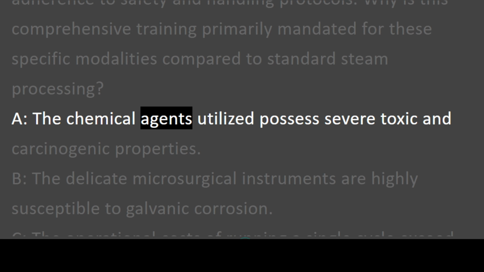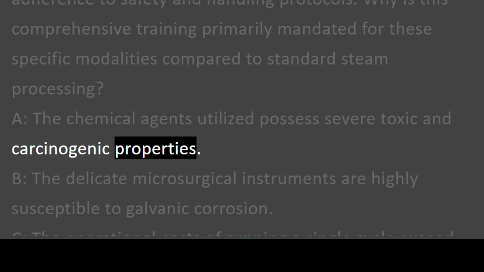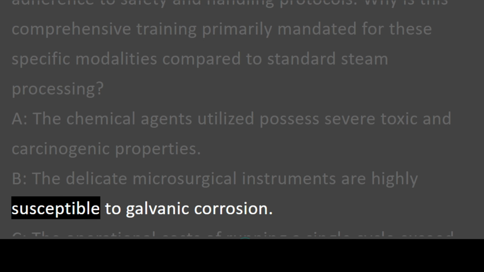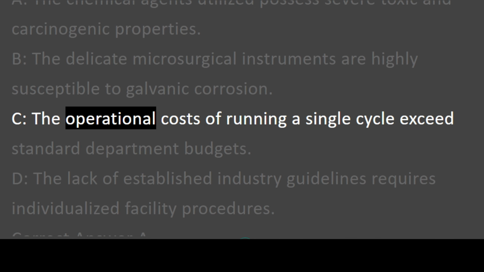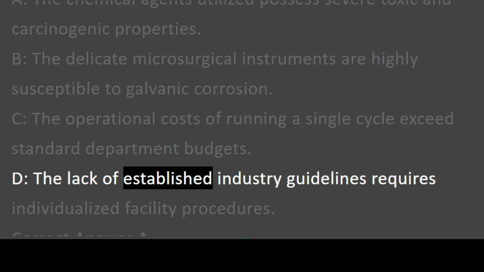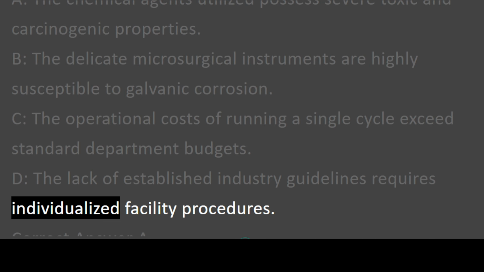A. The chemical agents utilized possess severe toxic and carcinogenic properties. B. The delicate microsurgical instruments are highly susceptible to galvanic corrosion. C. The operational costs of running a single cycle exceed standard department budgets. D. The lack of established industry guidelines requires individualized facility procedures.